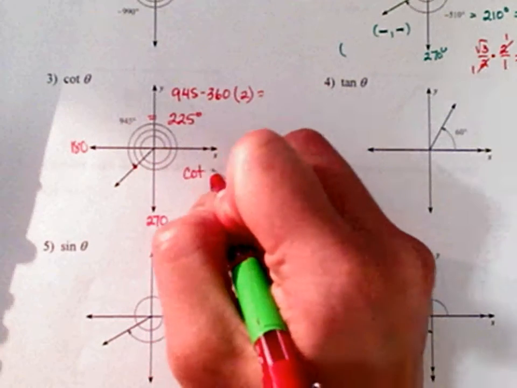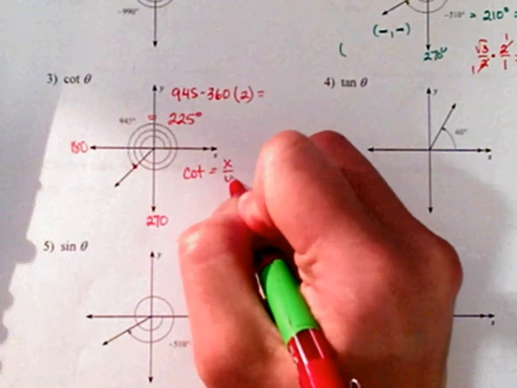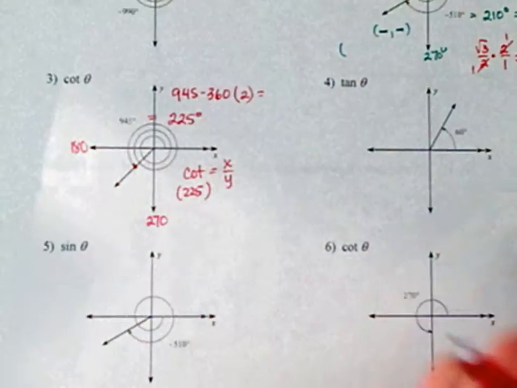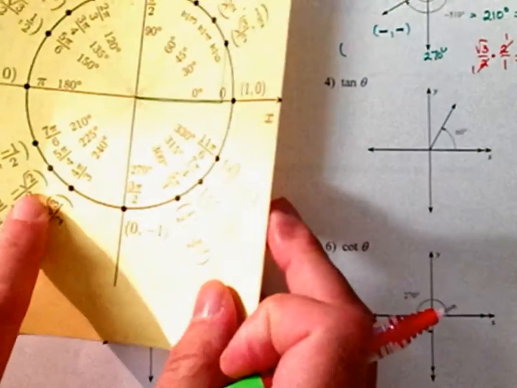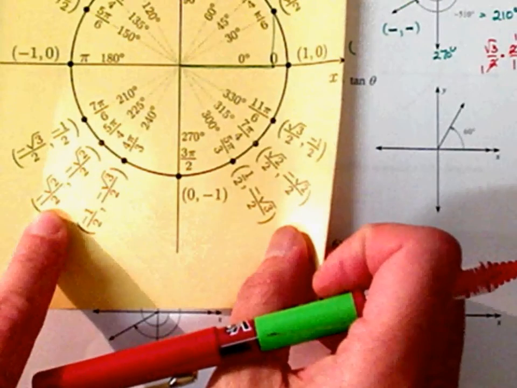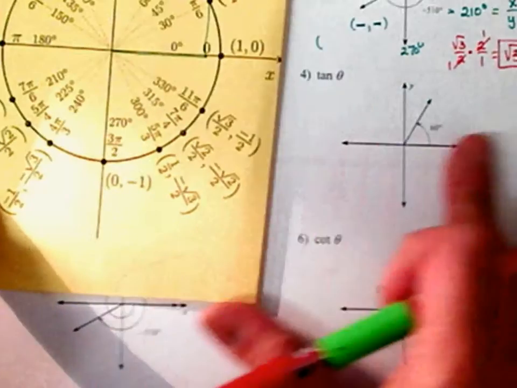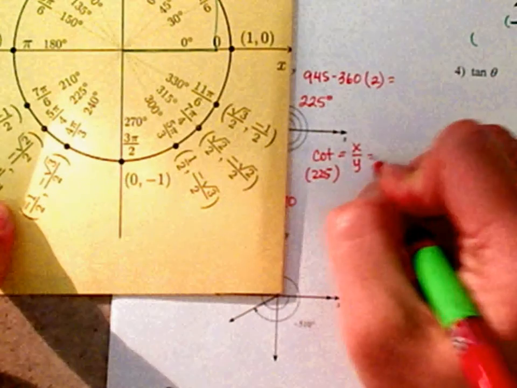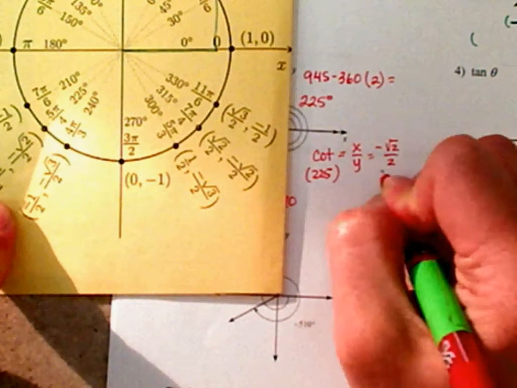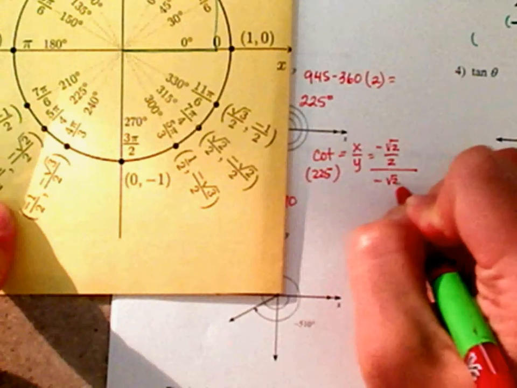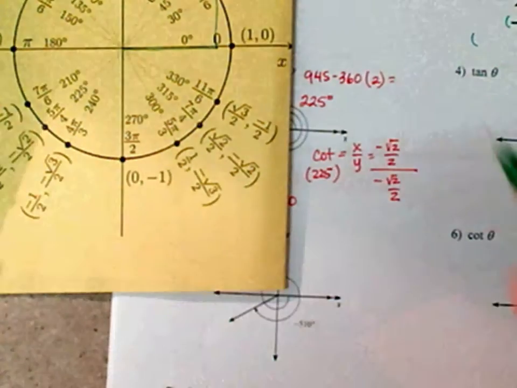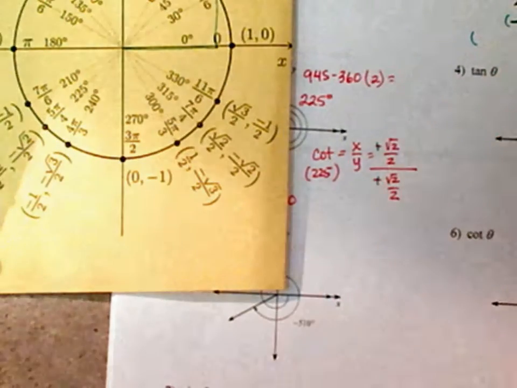Cotangent is the same thing as x over y, and I want cotangent of 225. So let's see, at 225 they are both negative, okay? So what is your x value? Your x value is negative square root of 2 over 2 divided by negative square root of 2 over 2. What's a negative divided by a negative become? A positive. Okay, let's do the math.